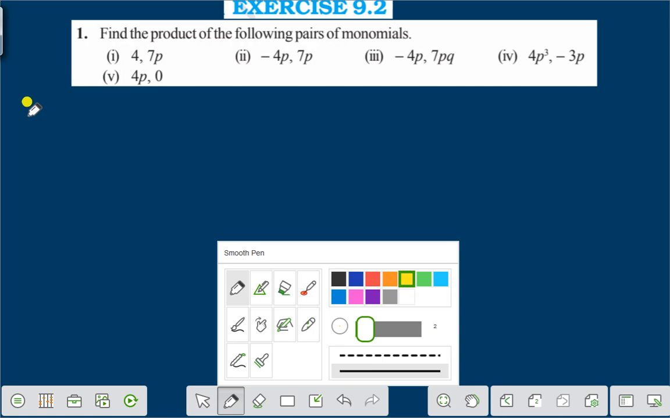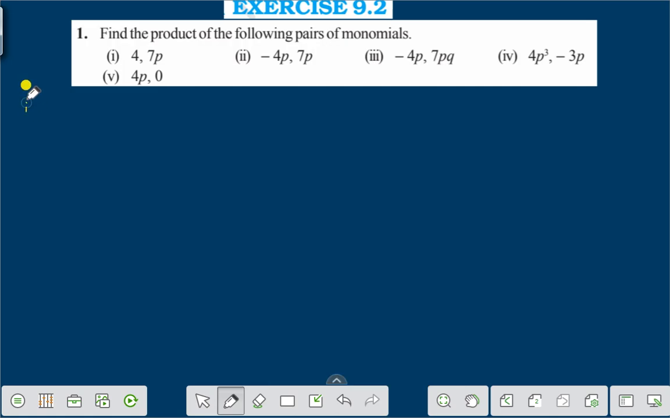Here you see question number 1. We have to find the product of these monomials. That is 4 into 7p. First of all, multiply the number, that is 4 into 7. 4 into 7 into p. 4 7 is 28. 28p, and that is the answer of question number 1.